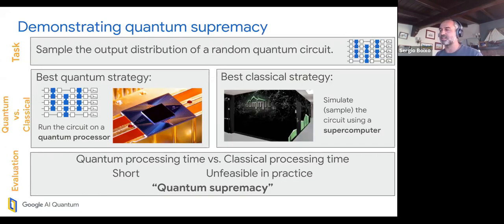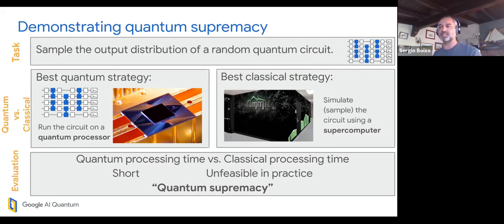So the goal is to run these random circuits on a quantum processor and collect a number of samples enough to measure the fidelity, at least in principle. I will explain how we do that. And at the same time, we perform the same computational task, so sampling, on a supercomputer eventually. So we collect in a supercomputer an equivalent number of bit streams with equivalent fidelity to the experiment. And then we compare the run times.